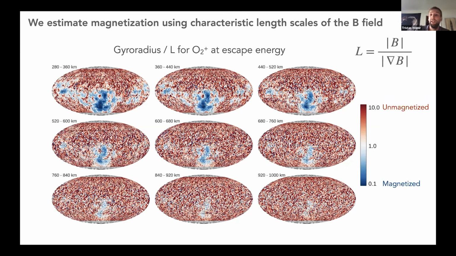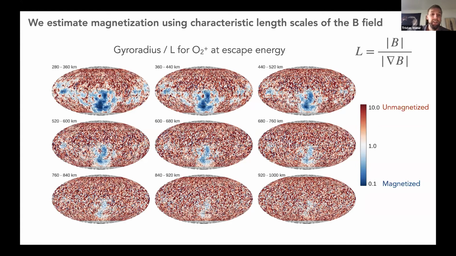This is using a length scale of the magnetic field that is just taking the magnitude of the magnetic field and dividing it by the gradient in the magnetic field. This is essentially asking how much does the magnetic field change over some short distance compared to the strength of that magnetic field. If we take a particle gyroradius and divide it by that length scale, we can get a gauge on whether or not the particles will actually follow the magnetic field. Spots that are blue on these plots show where particles would be strongly magnetized. Spots that are red show where particles would be strongly unmagnetized. And the transition is in white, essentially, at a value of 1.